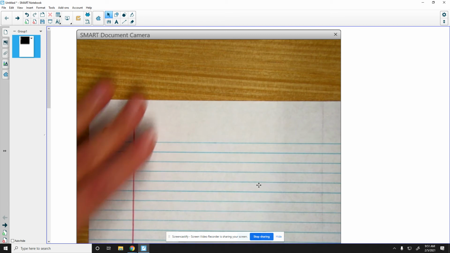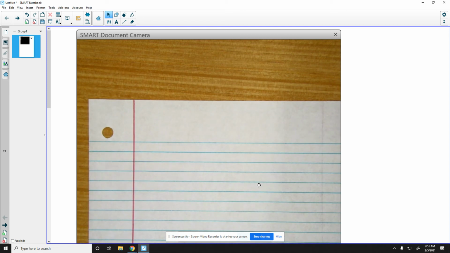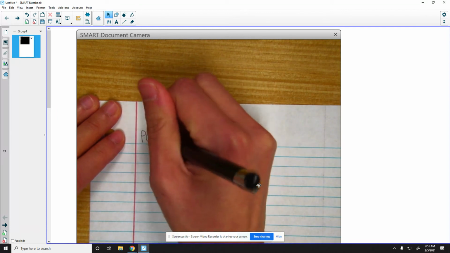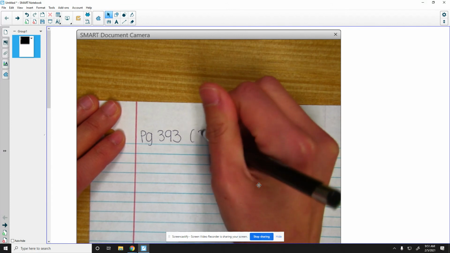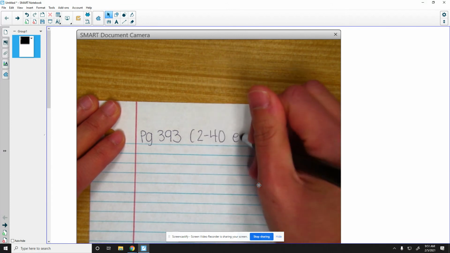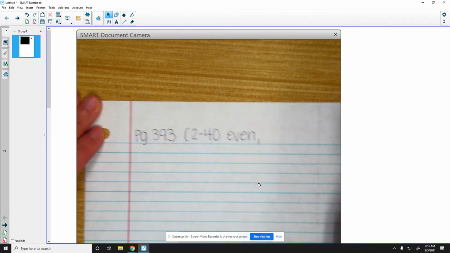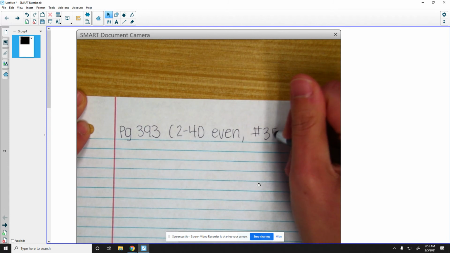At the top of your paper, all of you, please write, because this is what you're going to take a picture of. You're going to write page 393, and then 2 through 40 even, and bless you, number 35.